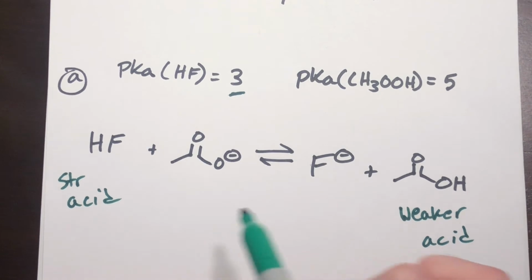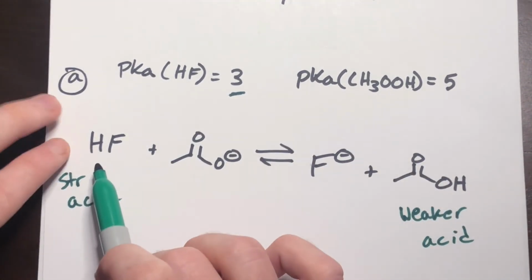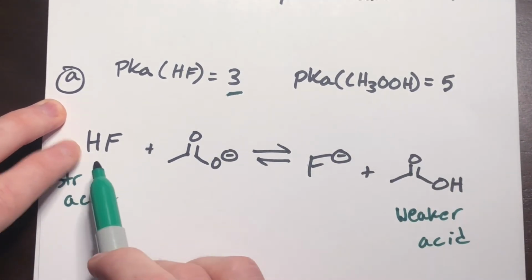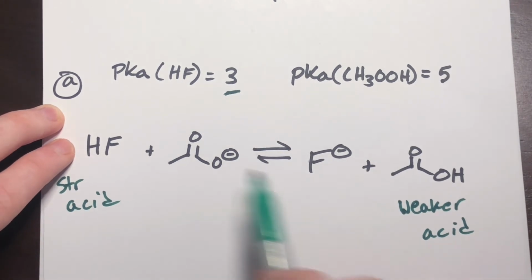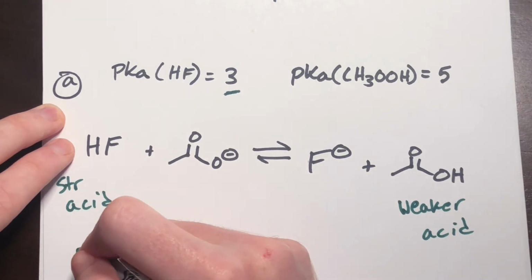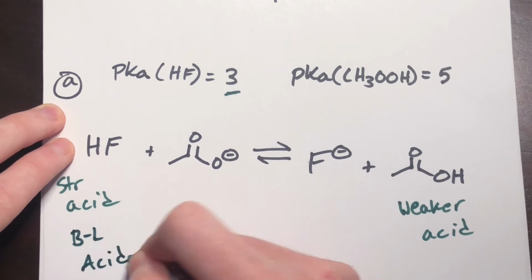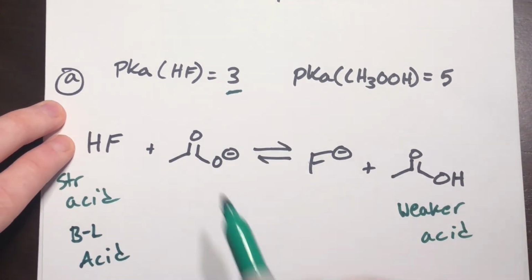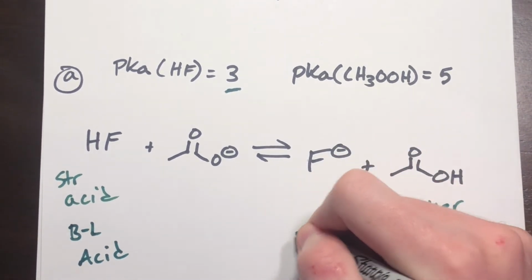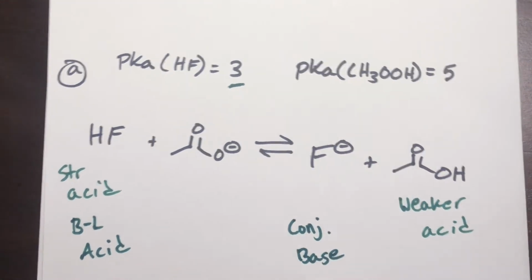Now we have to look at the equation and see which is acting as an acid and which is acting as a base. So here we have HF, here we have a negative charge. If we look at the transformation, HF becomes F minus, so it has donated that proton. So that means that HF is functioning as a Bronsted-Lowry, I'll just say BL, acid, because it's donated its proton to the other molecule. So that means that F minus is the conjugate base of HF, right?